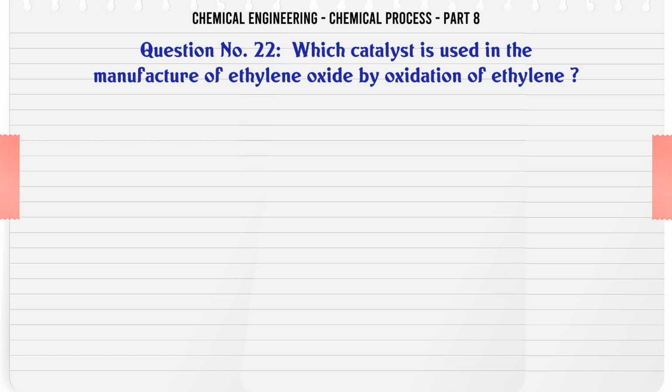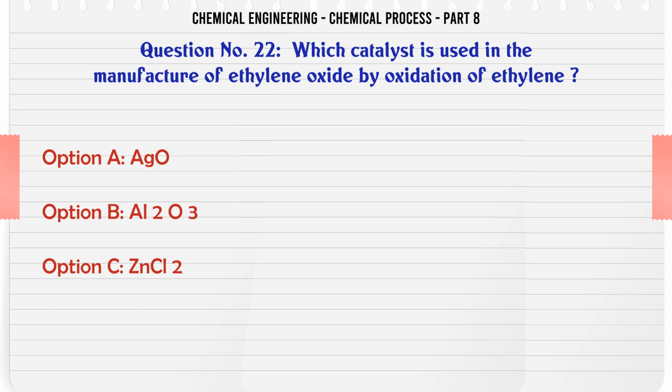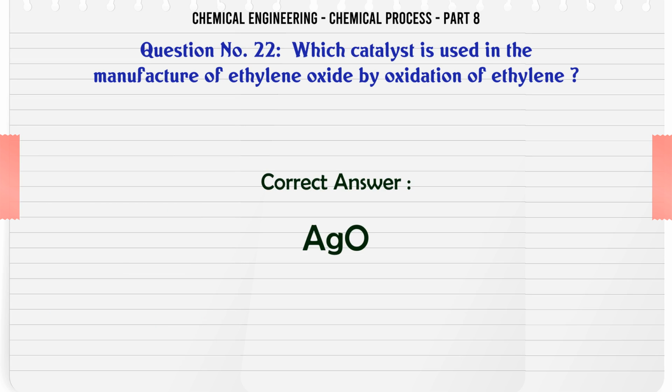Which catalyst is used in the manufacture of ethylene oxide by oxidation of ethylene? A. Ag. B. Al2O3. C. ZnCl2. D. Fe2O3. The correct answer is Ag.